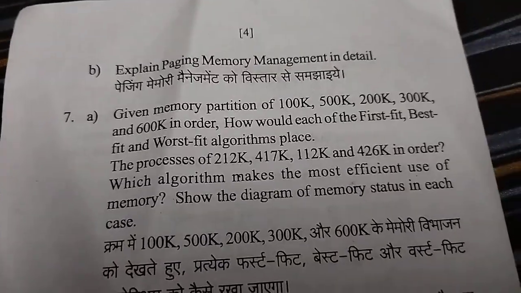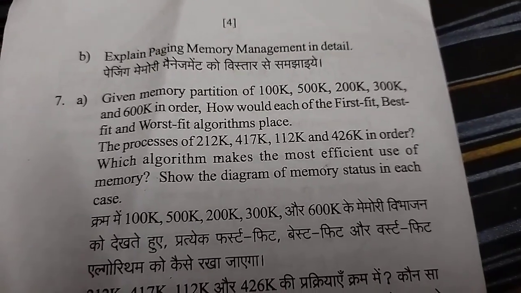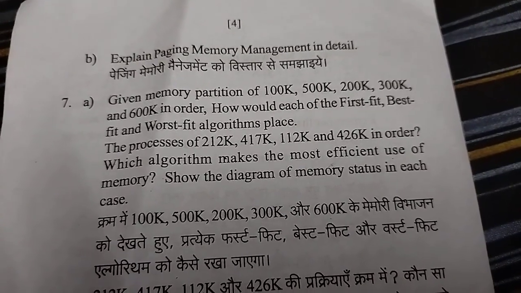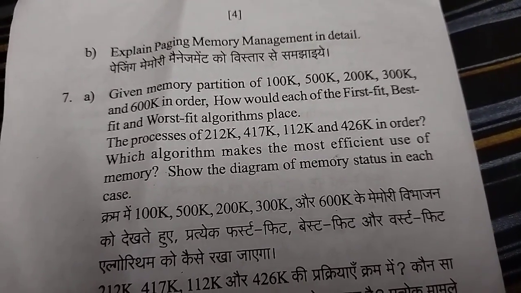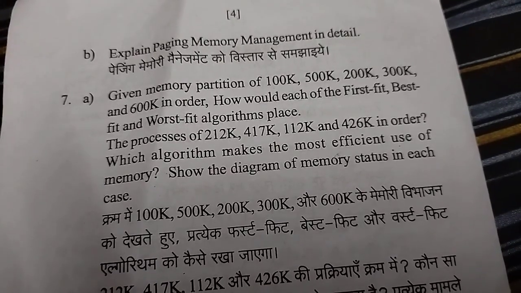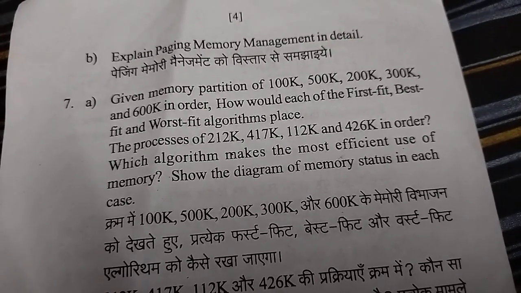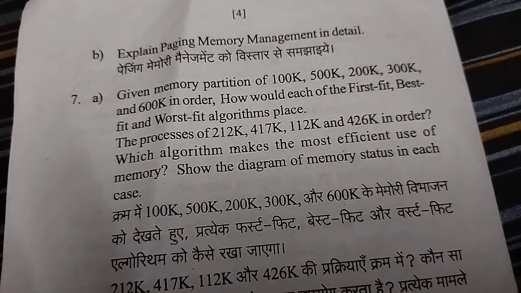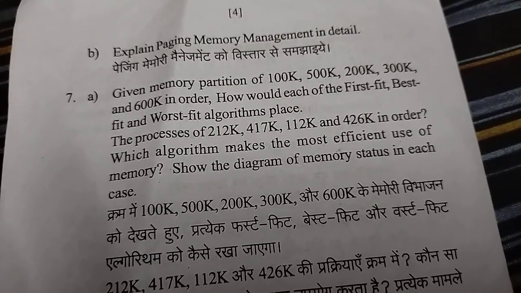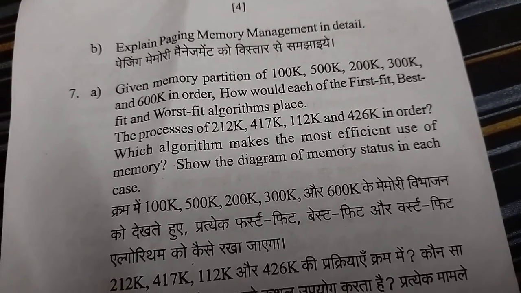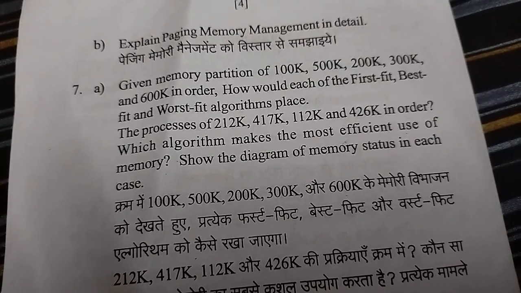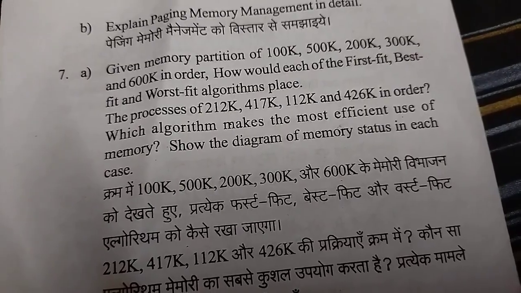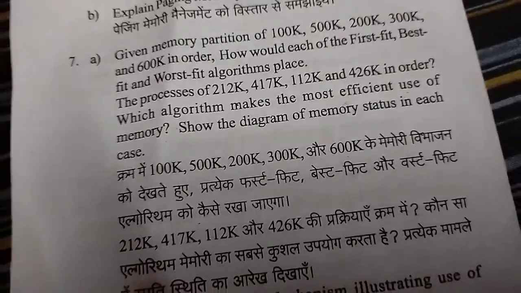Then seventh question, first part is given memory partitions of 100k, 500k, 200k, 300k, and 600k in order. Now we have to find how would each of the first fit, best fit, and worst fit algorithm place the processes of 212k, 417k, 112k, and 426k in the order. Now finally, which algorithm makes the most efficient use of memory? Show the diagram of memory status in each case that we will have to find.